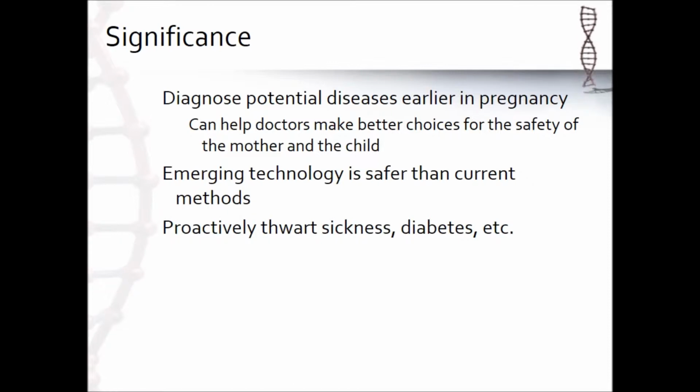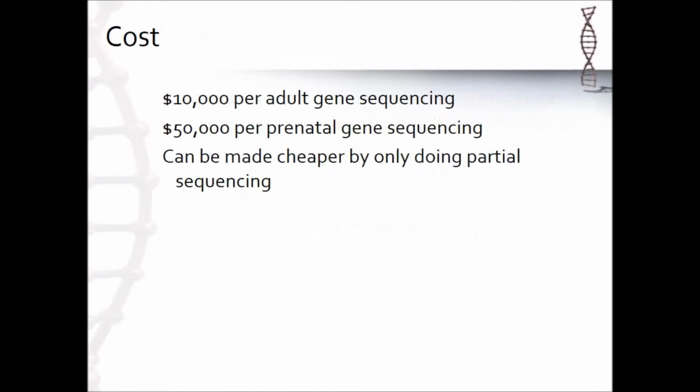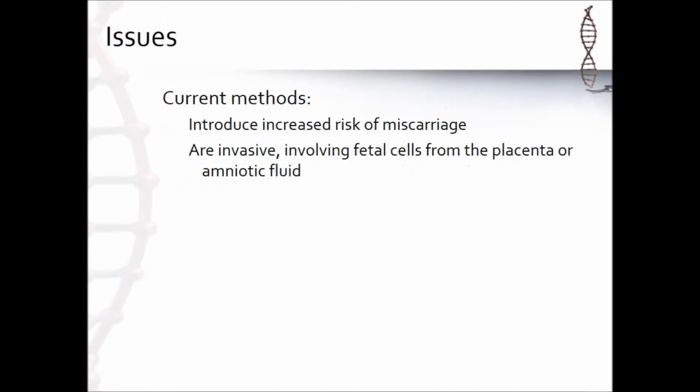The emerging technology that we are going to discuss is much safer than current methods. However, DNA sequencing in general is very expensive, costing $10,000 for an adult and $50,000 for a fetus. This process can be made cheaper by doing partial sequencing. Current methods of prenatal DNA sequencing introduce an increased risk of miscarriage and are invasive because they require taking fetal cells from the placenta or amniotic fluid of the mother.